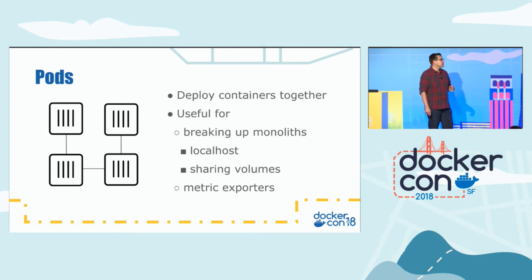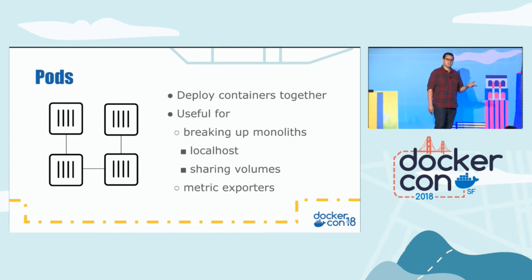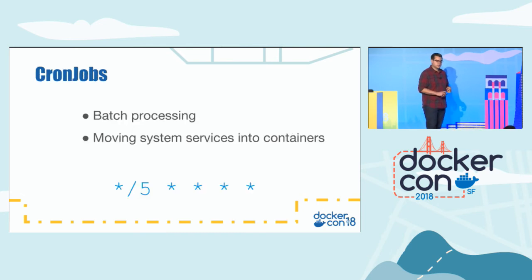For us, it's been really useful even with microservices because we can do metric exporters in pods. So every time we deploy a Logstash container, which doesn't support Prometheus metrics out of the box, we can deploy an exporter along with it. So we always know that every Logstash container has its own exporter, which has been really helpful.